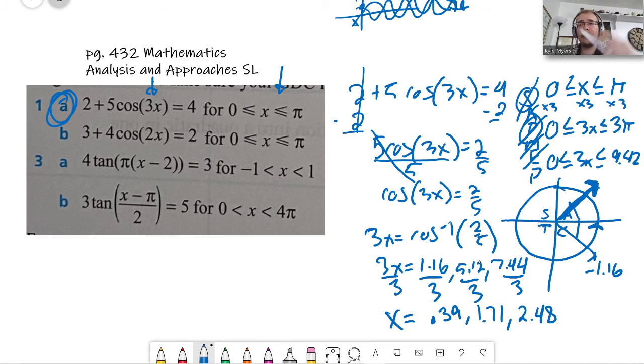If this is you, by the way, I didn't say what the topic was, but this is page 432 of a book titled Mathematics: Analysis and Approaches SL. It's sort of like IB pre-calc, kind of.